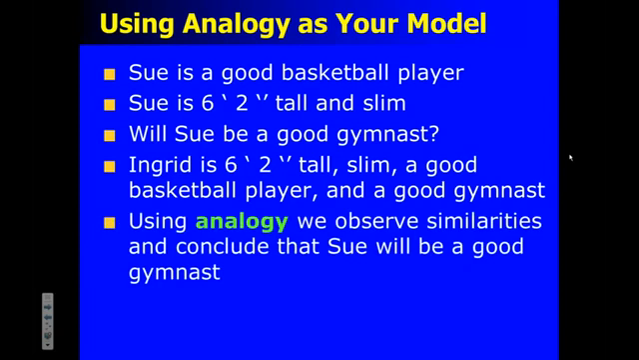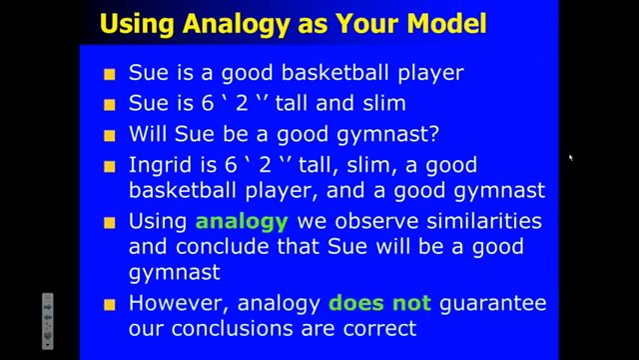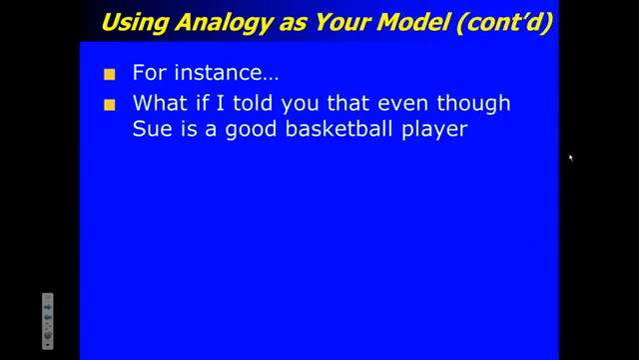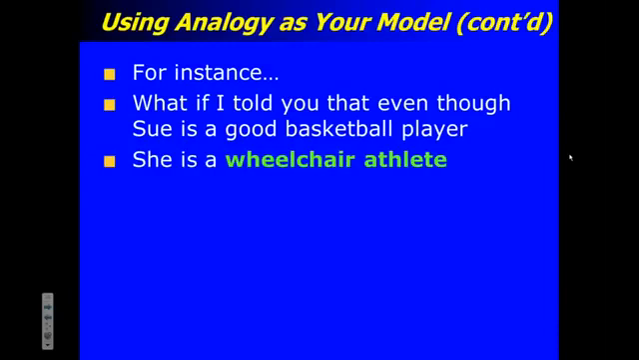With analogy, we use this to observe similarities and make a conclusion. Maybe we do conclude that Sue will be a good gymnast. But analogy is not perfect. And for the computer, it's even less so because there's less to draw from. What if I added a little more information? What if I told you that although Sue, the one that we're predicting if she's a good gymnast, is in fact a good basketball player, she actually plays wheelchair basketball?